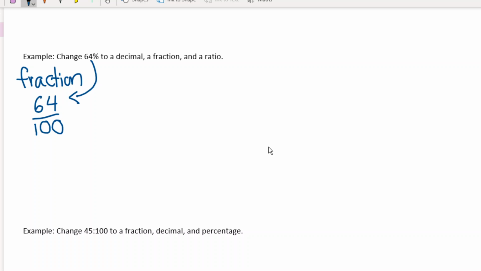We could reduce this to simplest form, right? So we think, okay, what goes into 64 and also into 100? Well, what about 4? I'm pretty sure 4 goes into both of those. So we do 64 divided by 4 and 100 divided by 4, and we end up with 16 over 25, which I do believe is in simplest form. I can't think of anything that goes into both of those numbers. And that would be our nice fraction for 64%.